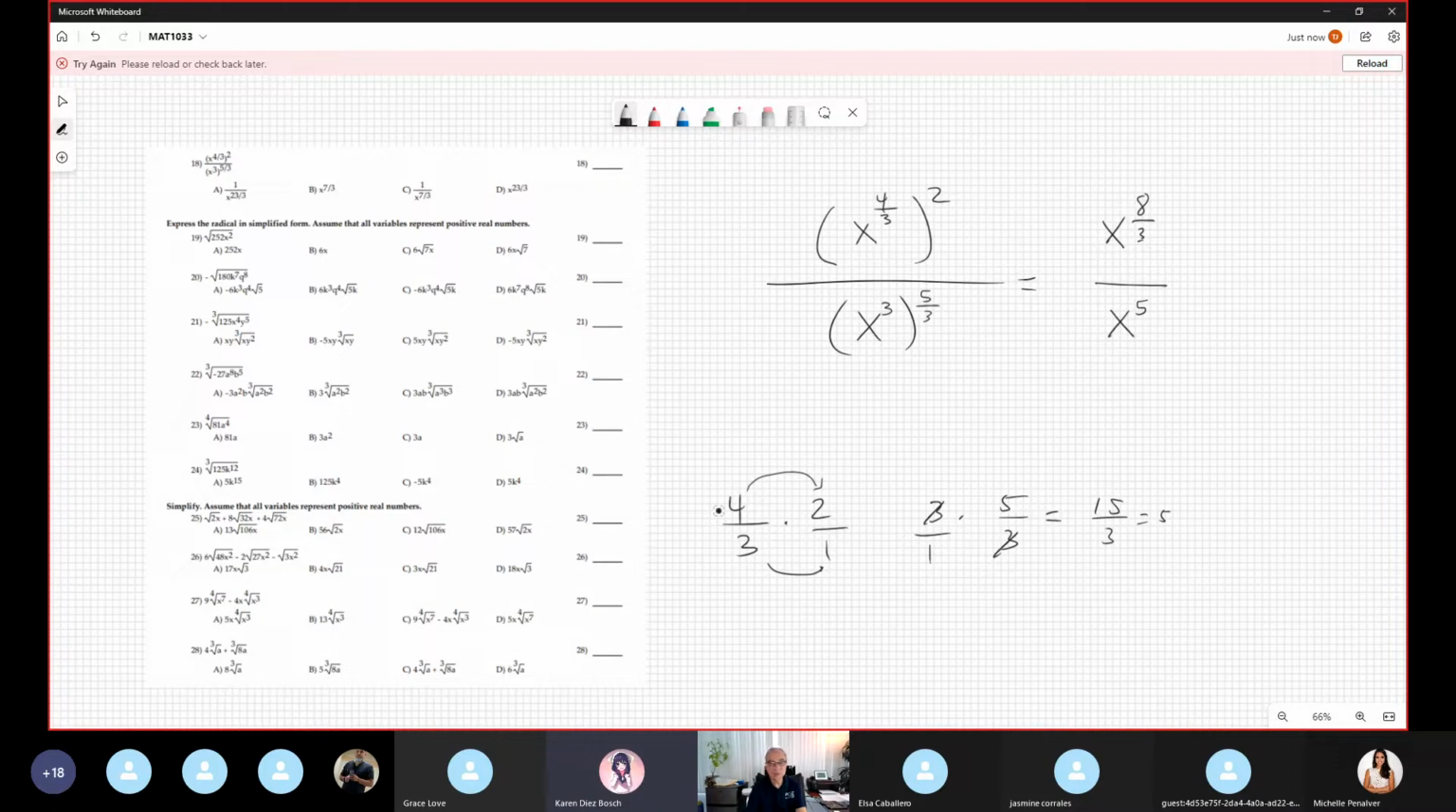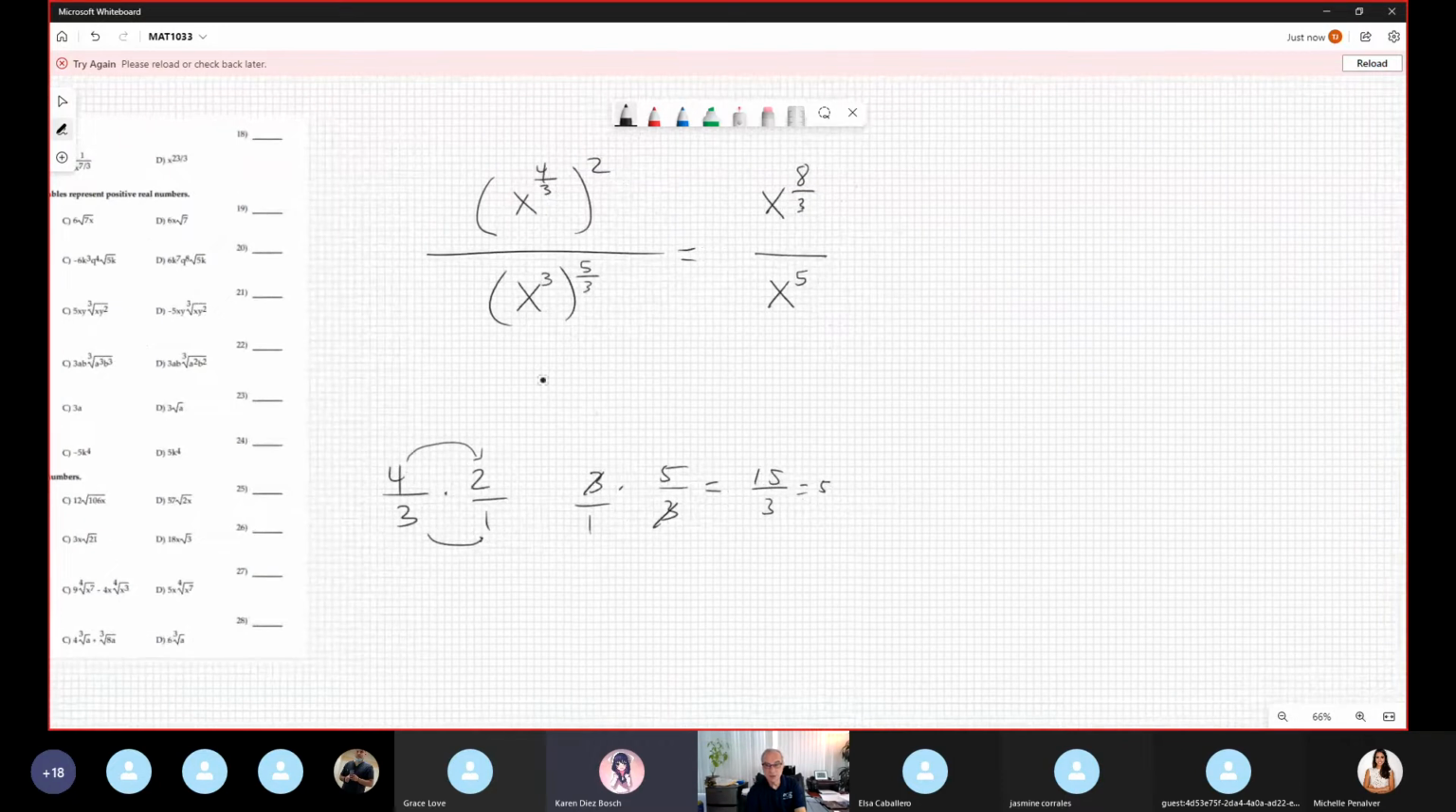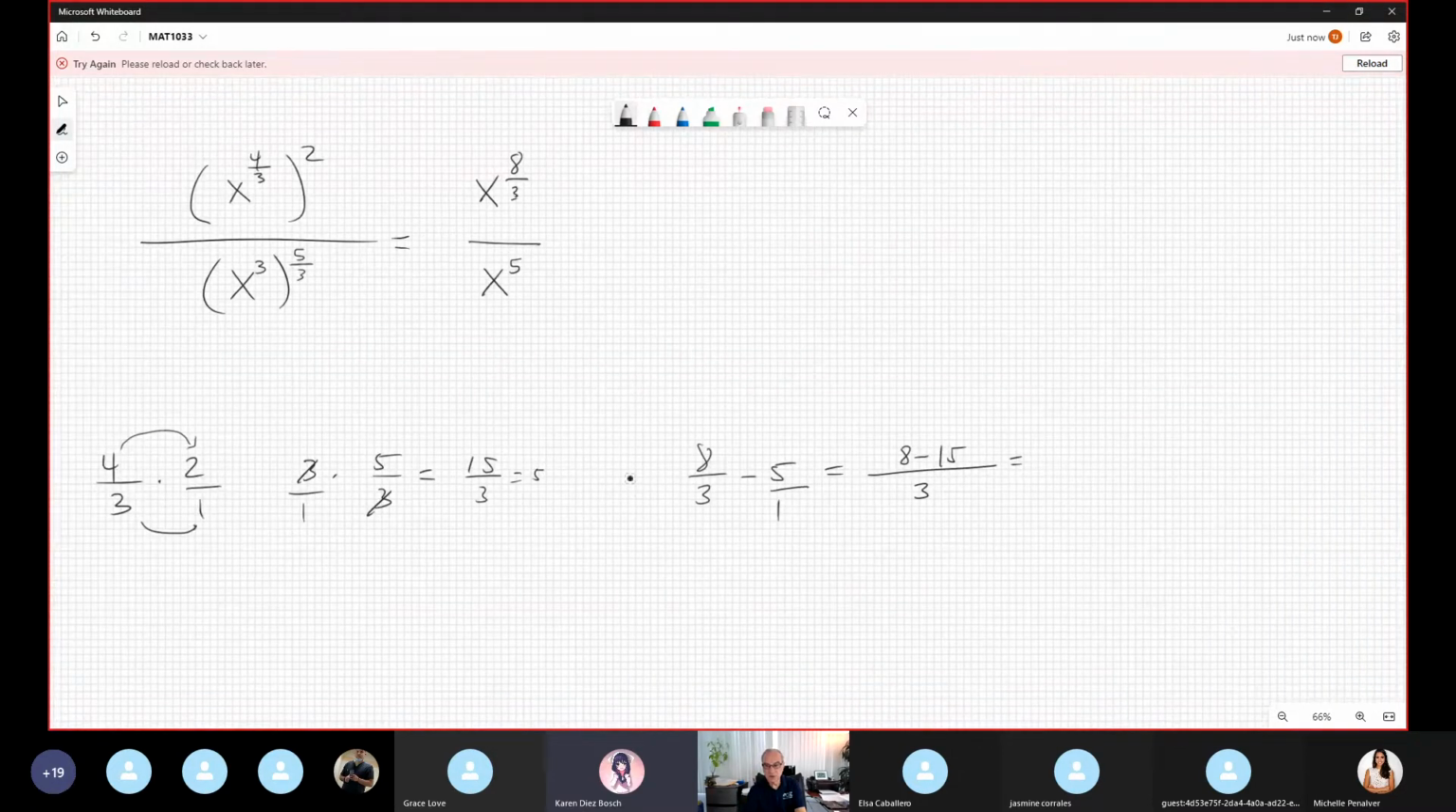Finally, subtraction. So I need to subtract because it's division. a over 3 minus 5. The LCD, again, is 3. That's a minus 15, no? Okay, it's 3 times 5, 15. That's negative 7. It's negative 7 over 3.